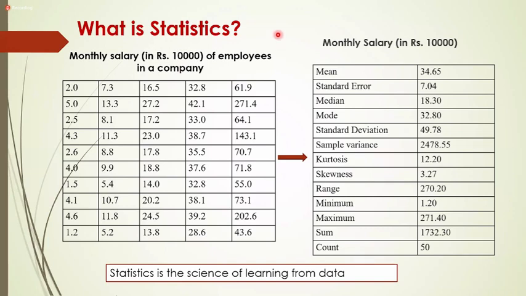Now link the meaning, right? 32.80 is the most occurring monthly salary in this company. That means most of the people are getting 32.80 as the highest salary.